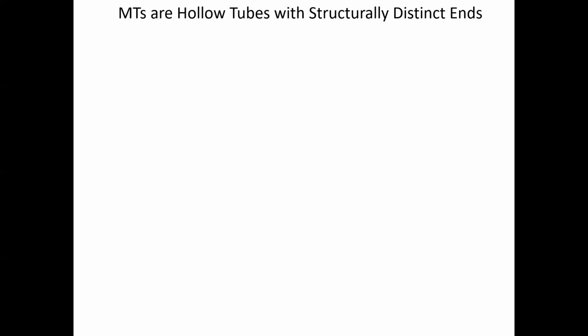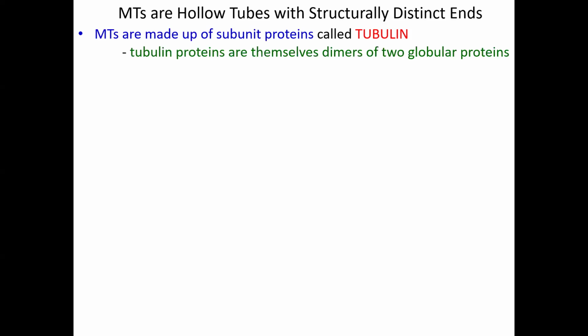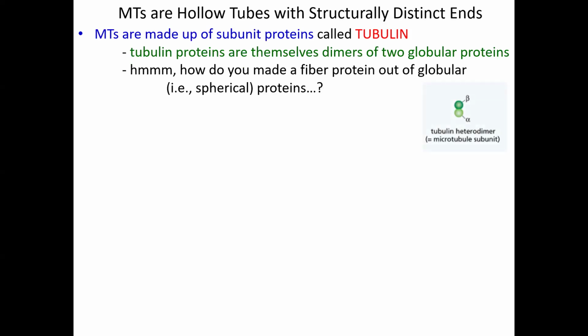So that's the function of microtubules, following the same structure we did for the intermediate filaments. Now that we talked about function, let's talk about anatomy. Let's talk about how they're made, what they do. Microtubules are made up of a subunit protein called tubulin. And tubulin proteins themselves are dimers of two similar but different globular proteins. And we call those similar but different globular proteins alpha tubulin and beta tubulin.